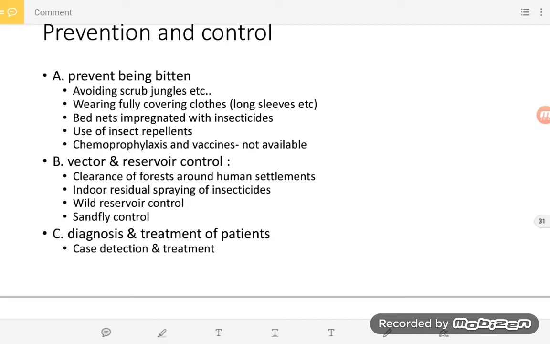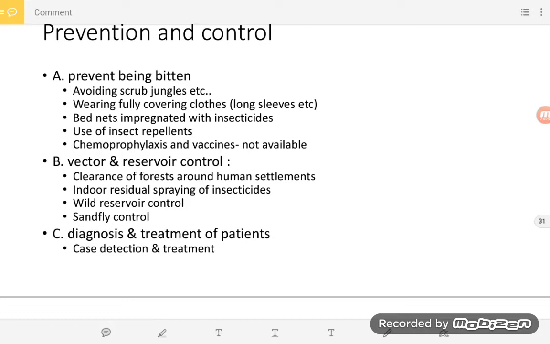The second one, vector and reservoir control. Here we have to think about the vectors. First one, prevent the biting of adults. Second one, the vectors and their controlling. So cleaning of the forest around the human settlement. Where human beings are present in that forest area, we have to clean. And indoor residual spray, so in the house we can apply insecticide, so it will die. For sandfly control, we have to identify the places where the larval stage, where they lay eggs, and we have to destroy those places. Then we can control the vector.